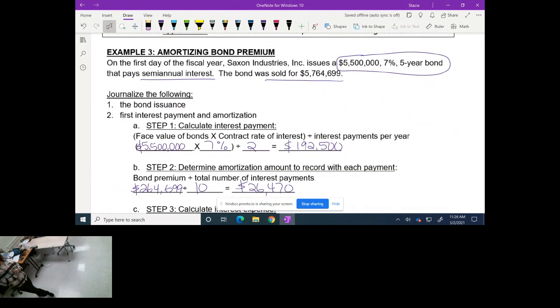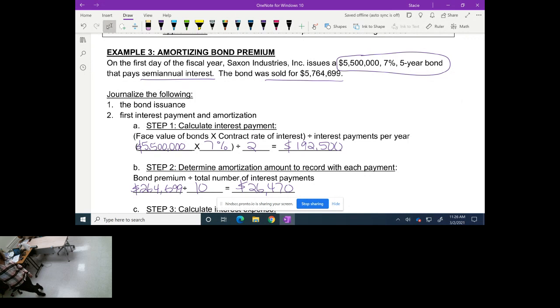On the first day of a fiscal year, Saxon Industries issues a $5.5 million, 7% 5-year bond, semi-annual interest. Bond was sold for $5,764,699. So just looking at it, your homework and test questions aren't going to say amortizing a bond premium. You're going to have to know that. But if you're getting more money than the face amount, then obviously you have a premium.